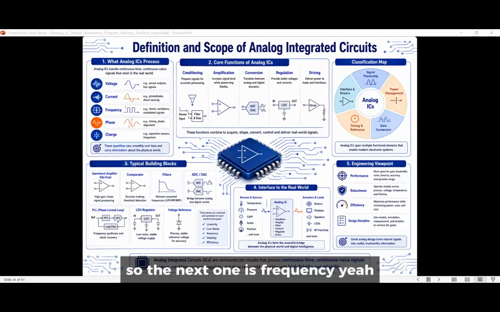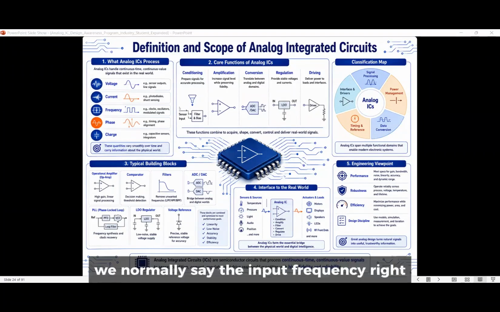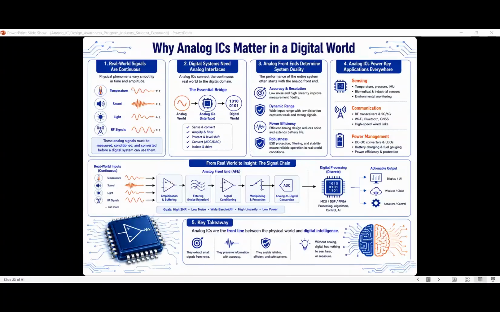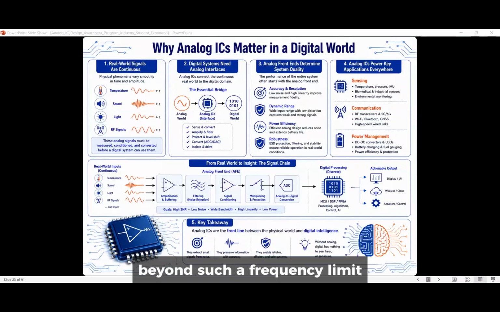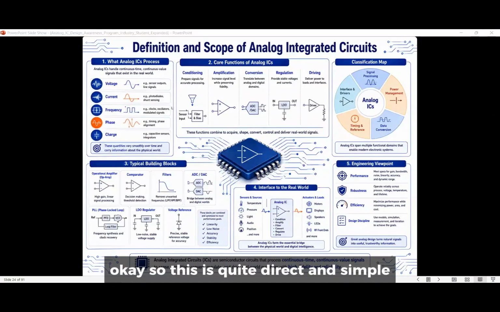Okay. So the next one is frequency. The frequency refers to the frequency of the input signal. During our undergraduate studies, we normally say the input frequency, right? By saying this, we understand the ability of our amplifier and the highest frequency it can handle for the input signal. Beyond such a frequency limit, it loses the ability to amplify. Okay, so this is quite direct and simple.